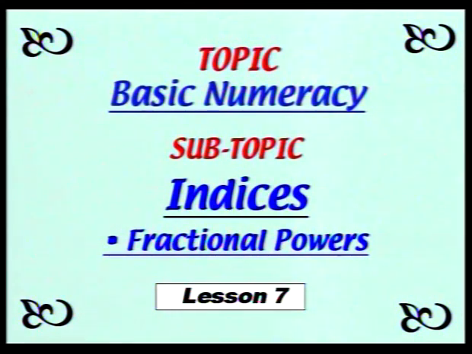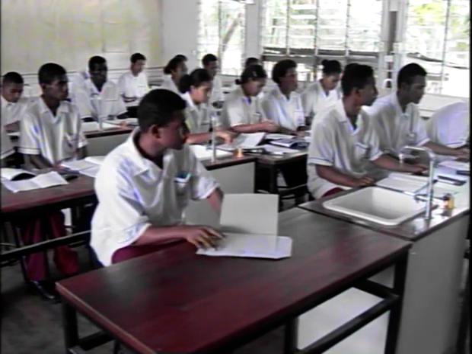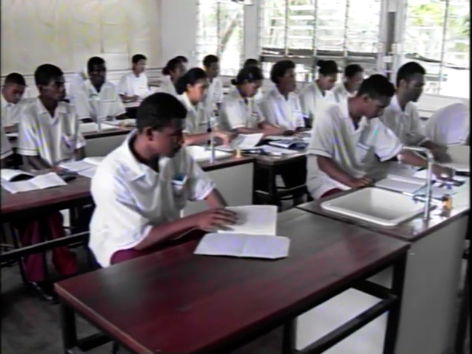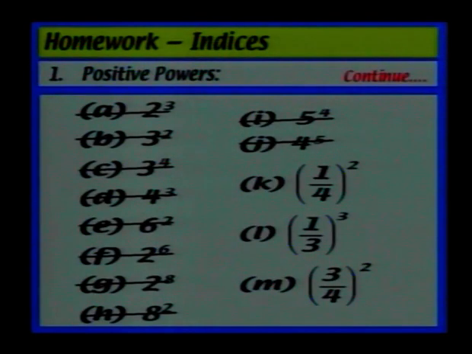Okay, in our previous lesson, we looked at indices, positive and negative indices. You were given the answers to letters A to J. We'll begin with letters K to Z. Quickly, we'll go through the class and see what your answers are. Letter K, Megan, we'll start from you.